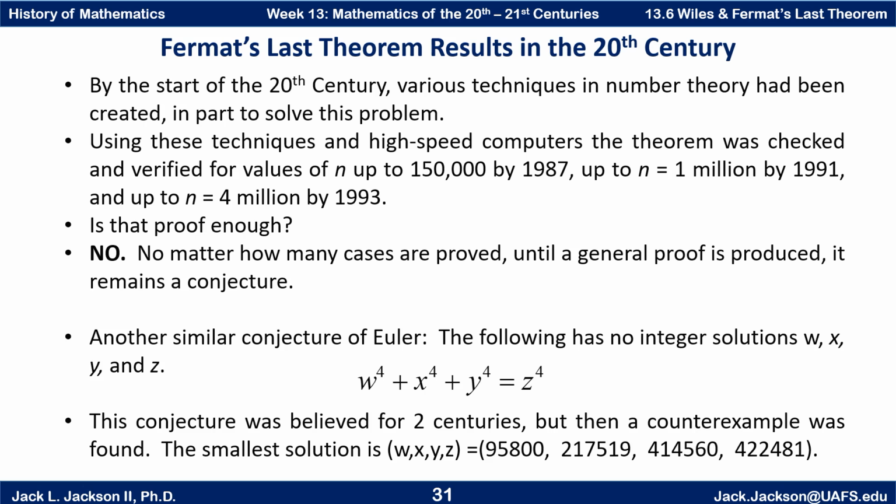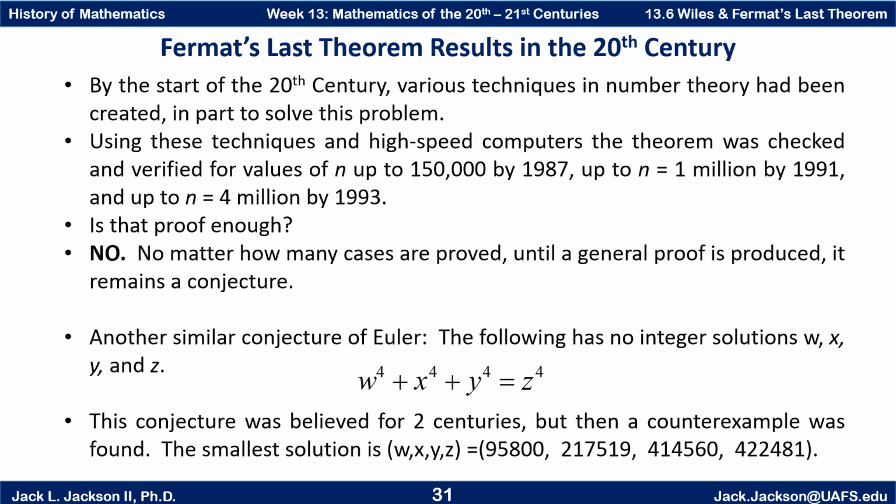So using these techniques that were around and then high-speed computers, the theorem was checked and verified for values of n up to 150,000 by 1987, up to 1 million by 1991, and up to 4 million by 1993. So by 1993, we knew for sure that the theorem was true for n equals 3 up to 4 million. Well, is that enough proof?